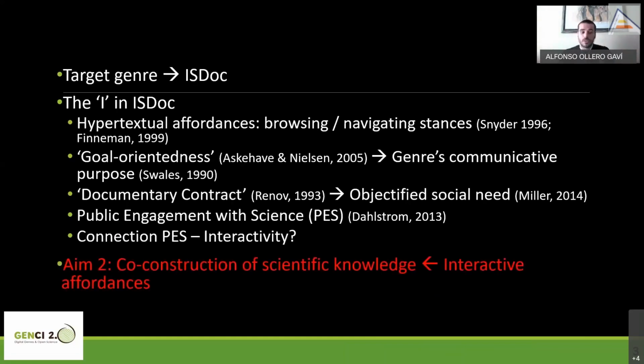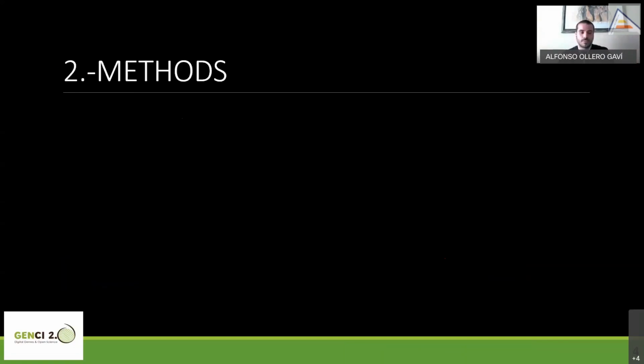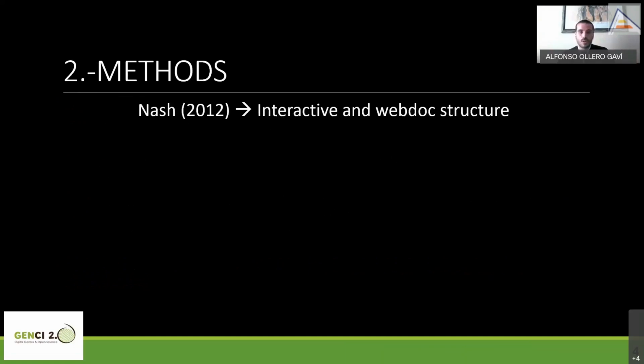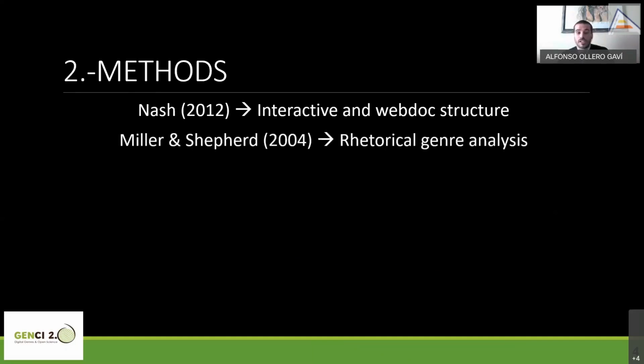So the second aim of this presentation is to analyze the co-construction of scientific knowledge through interactive affordances in such emergent genres. In order to do that, I decided to create a case study methodology based on Nash's interactive and webdoc structure, which offers three different structures for webdoc, and Miller and Shepherd's rhetorical genre analysis, which is based on pragmatic action and the social exigence. This may sound more familiar.